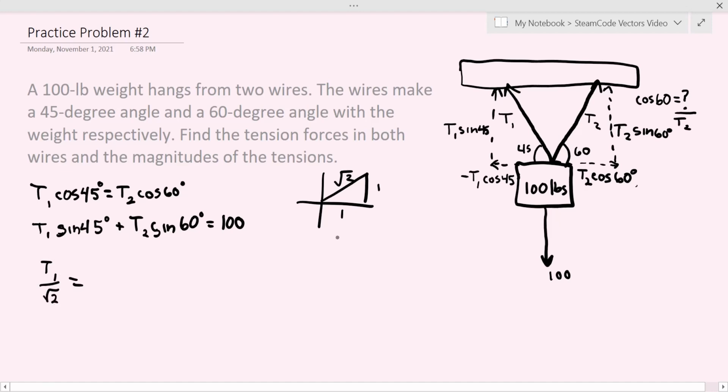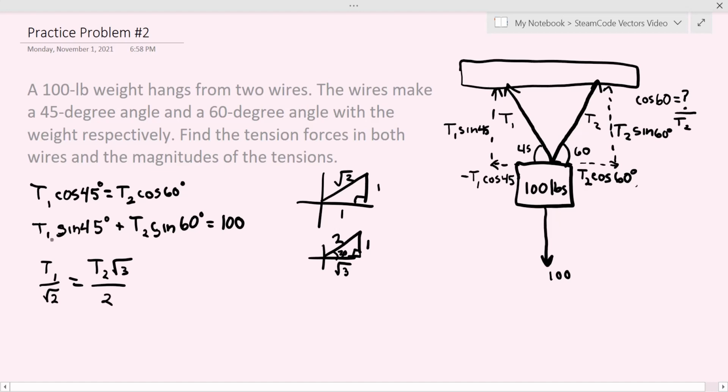is equal to, now let's use the same with the 30, 60, 90 triangles. So if this is 30 degrees, this is 90. Then opposite of the 30 is 1. Opposite of the 60 is root 3. Opposite of the 90 is 2. Remember, this is the ratio between these side lengths. So cosine of this is root 3 over 2. So T2 times root 3 over 2.